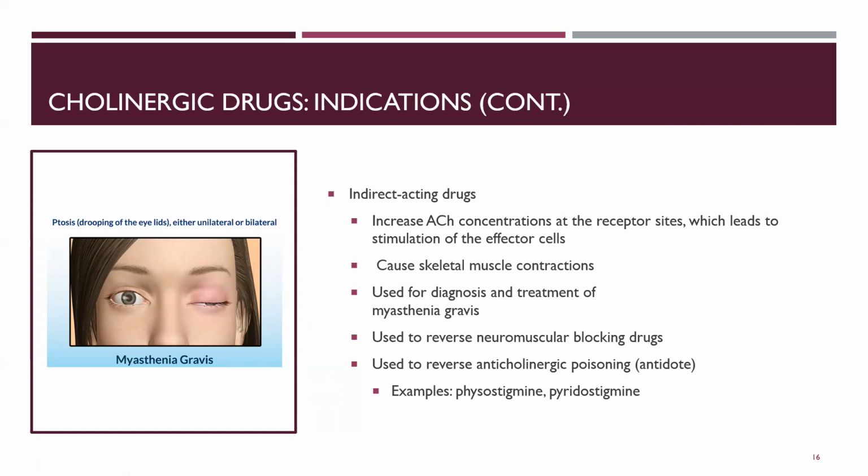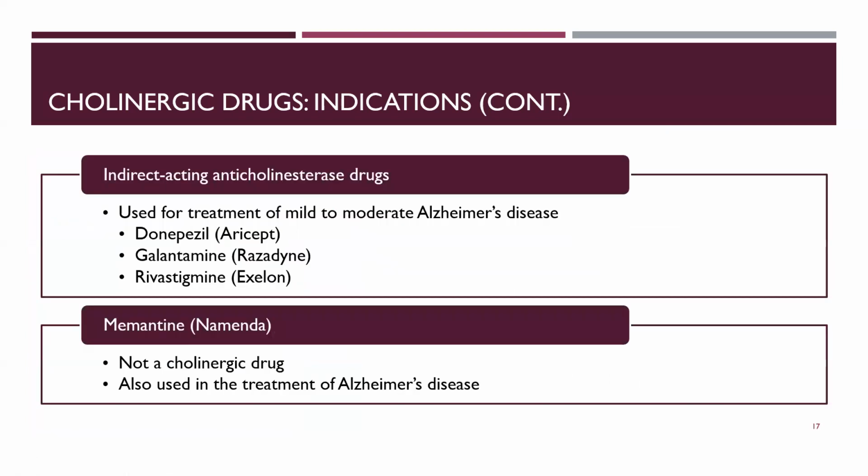So if I've got too much anticholinergic, I can give them an antidote of one of these medications. Some of our indications can be used for the treatment of mild to moderate Alzheimer's disease. And then we've got another Alzheimer's disease drug, which is memantine, which is not a cholinergic drug, but it's also in that kind of realm of Alzheimer's disease medications.